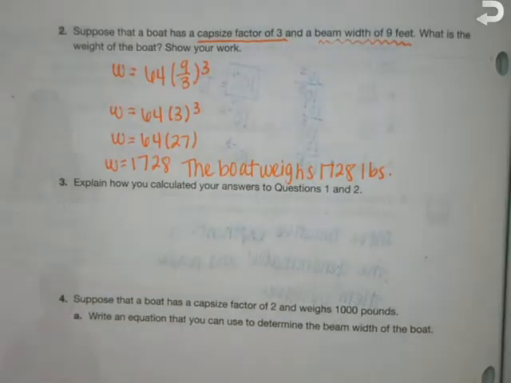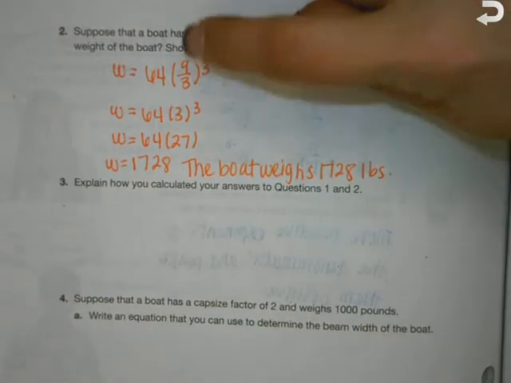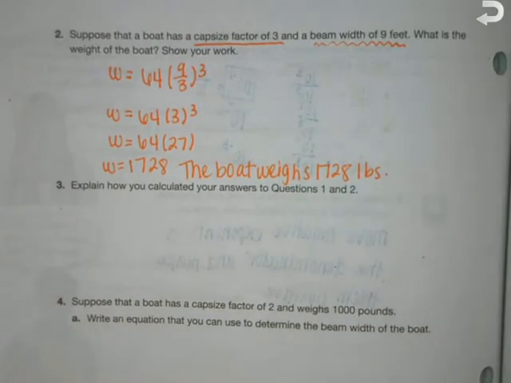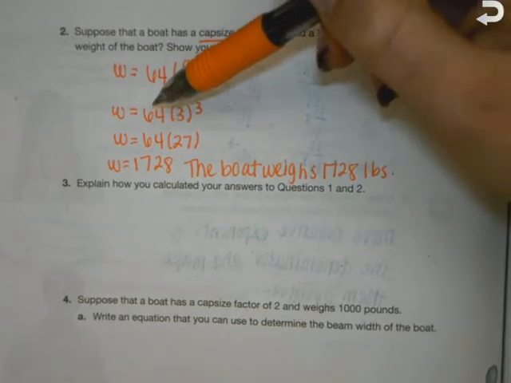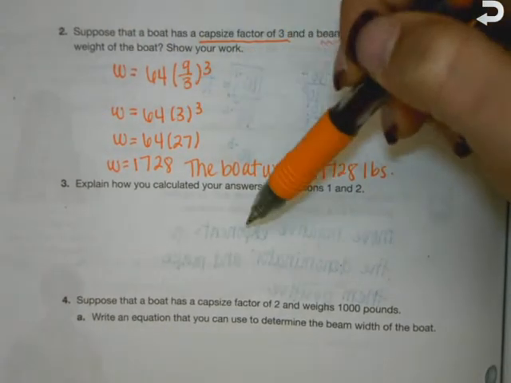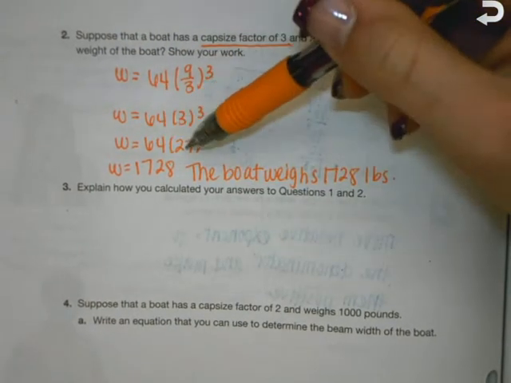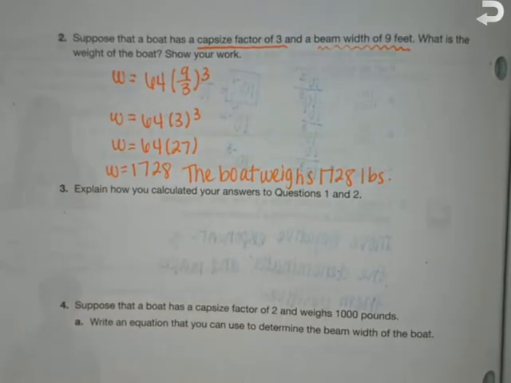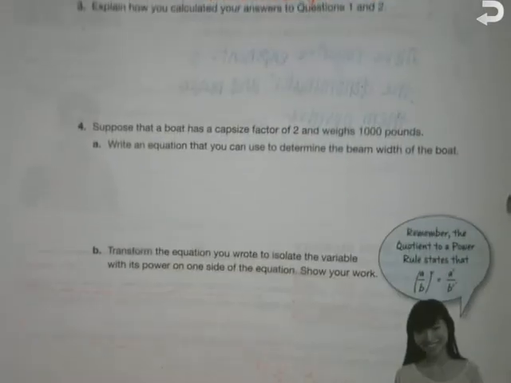Okay, so compare your work to mine. I plugged in 9 for the beam width and 3 for the capsize factor, which gave me 64 times 3 cubed. 3 cubed is 27, and 64 times 27 is 1,728 pounds. Easy, right? Okay, so look at number 4. Let's skip number 3.